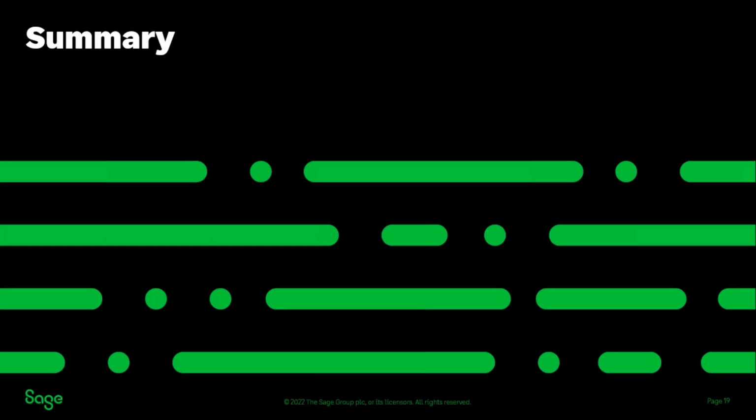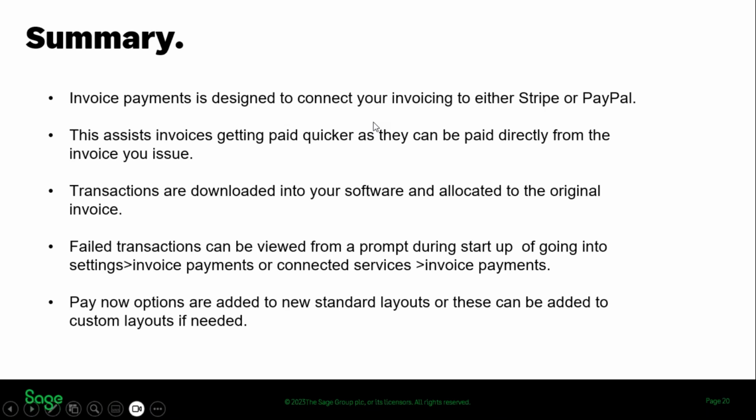Okay, so I'm going to pop back onto the slides, and we're just going to start to do a little bit of a summary of today's session. Invoice payments is very similar to what Michael went through a few weeks ago with Opeo. It's designed to connect your invoicing to either Stripe or PayPal to help you get paid quicker and easier. Transactions can then be downloaded from Stripe or PayPal, and it means that there's less processing for you, because not only does it download the transactions, where possible, it will allocate them to the original invoice for you.